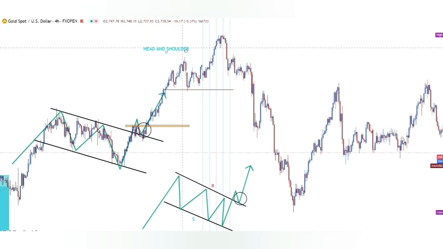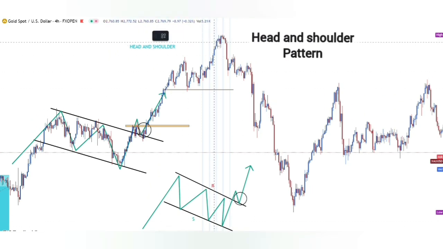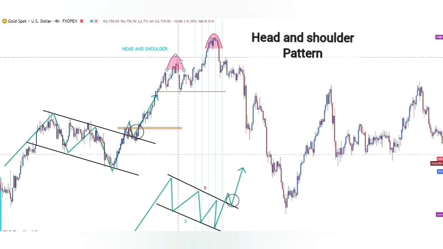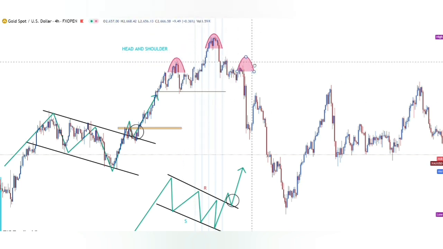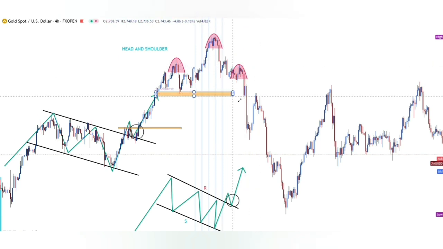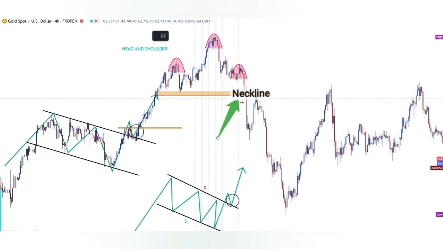So at this point now, we see a head and shoulder pattern. So guys, this would be the head, all right? And that would be the shoulder right there. That would be a first shoulder, and then we have another shoulder right there. So this would be the head and shoulder, and this would be the neckline, right? So the neckline is right here.